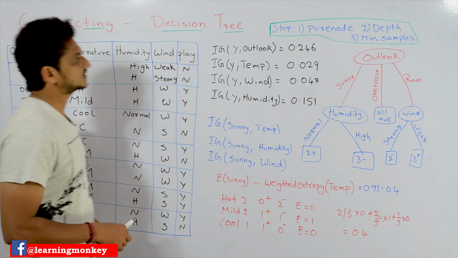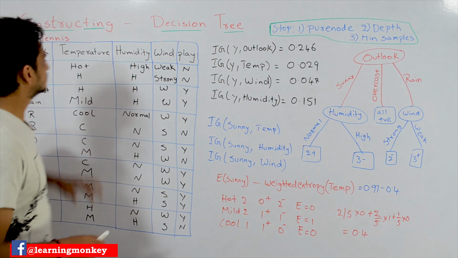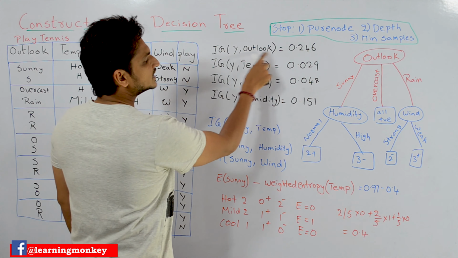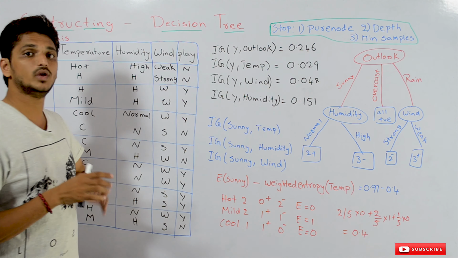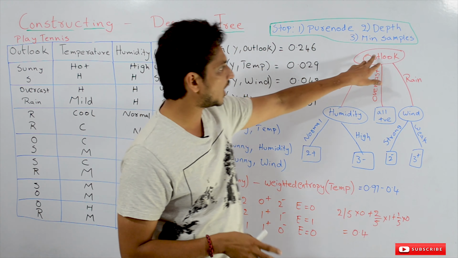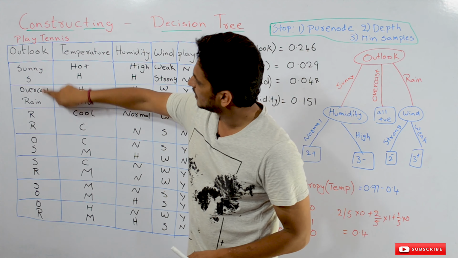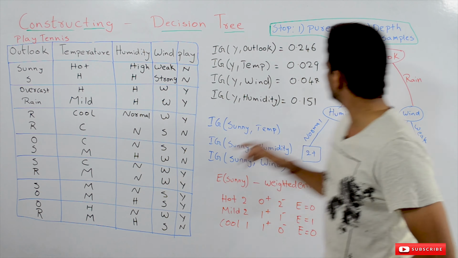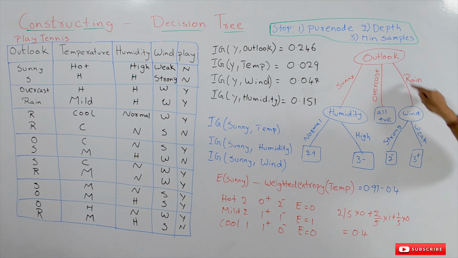So coming to our construction, first we have to calculate information gain for outlook. The information gain for outlook is 0.246, for temperature 0.029, for wind 0.048, and for humidity 0.151. Out of these four columns, outlook has the highest information gain, so we take outlook for splitting. How many different possibilities do we have in outlook? Sunny, overcast and rain.